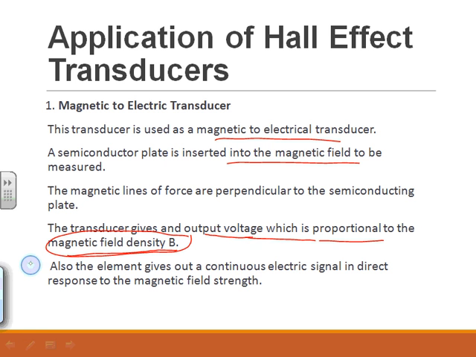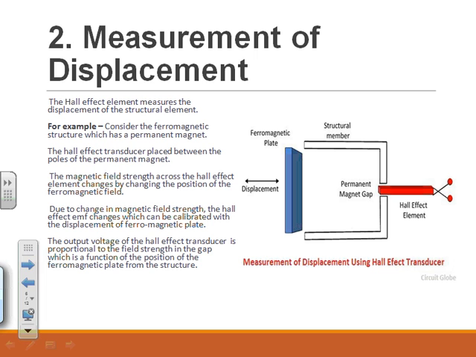And the second, measurement of displacement. The Hall effect element measures the displacement of a structural element. For example, consider a ferromagnetic structure which has a permanent magnet, as in the figure here. So the Hall effect transducer is placed between the poles of the permanent magnet as in the figure.